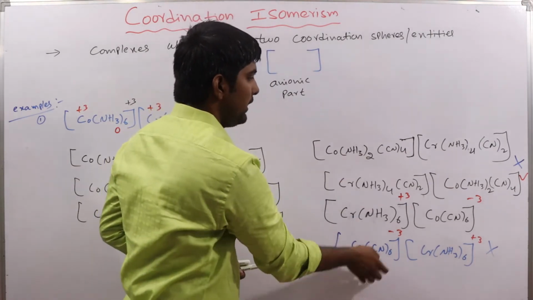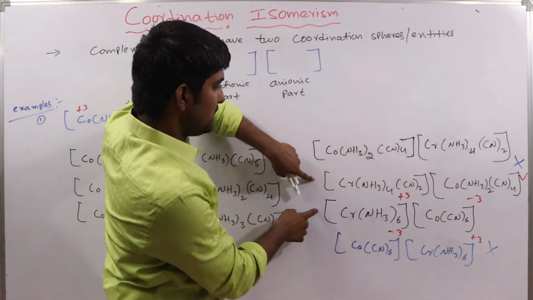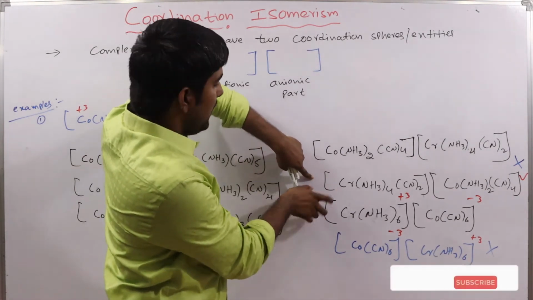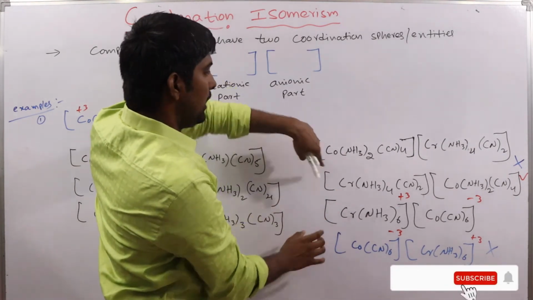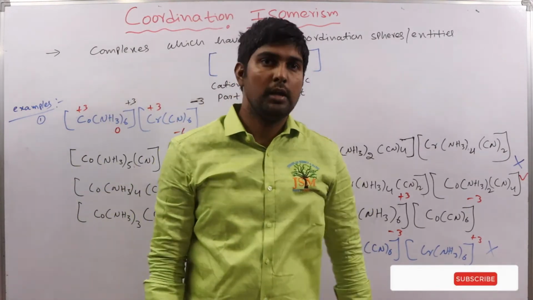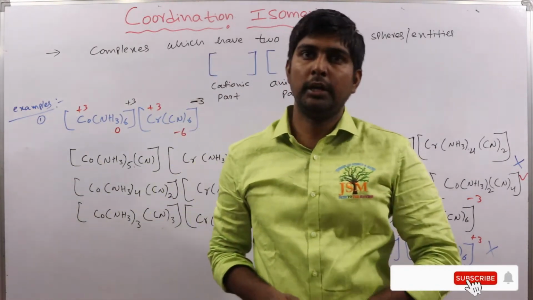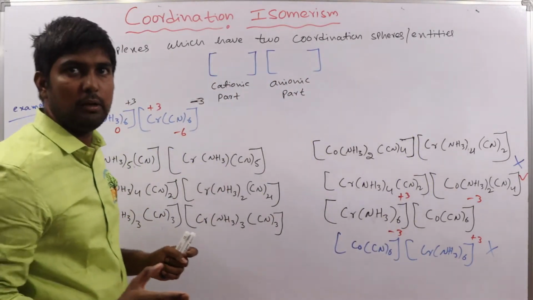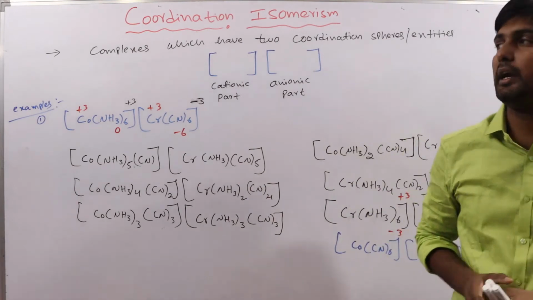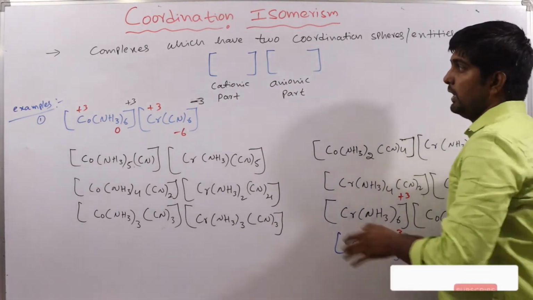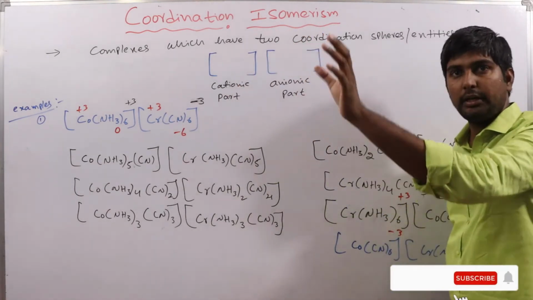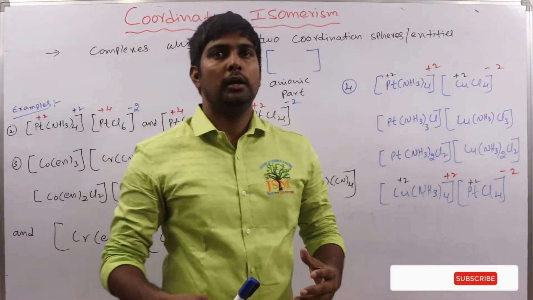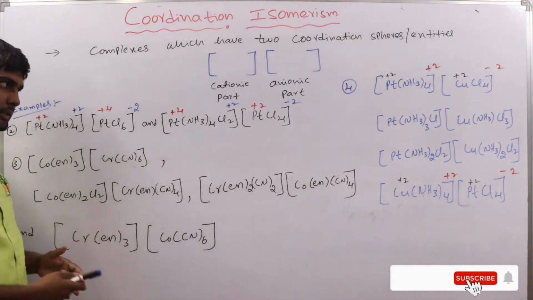So here you should be very careful. This and this are the right way, or correct way, to write the complexes, and these two are the wrong way to represent the complexes. Okay, clear? Let us see some more examples also. Whatever the example, the only thing you have to understand is what is happening: interchange of ligands takes place between the cationic part and the anionic part. Now let us see some other very important examples.